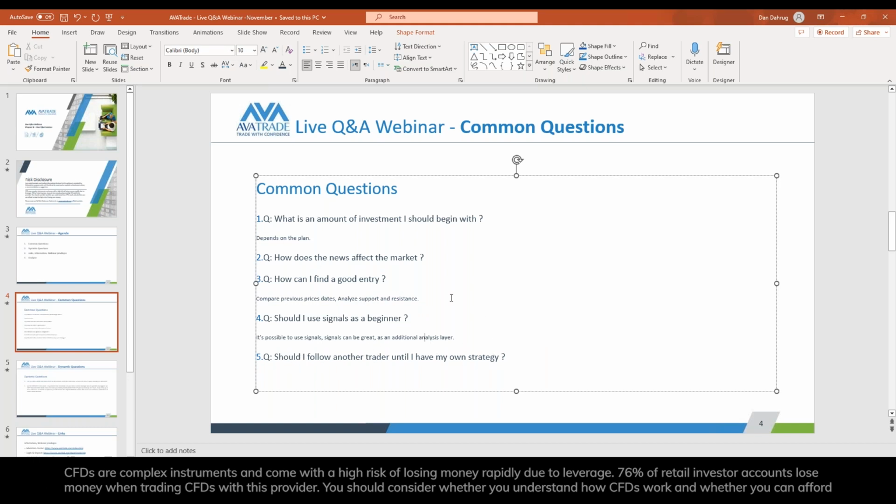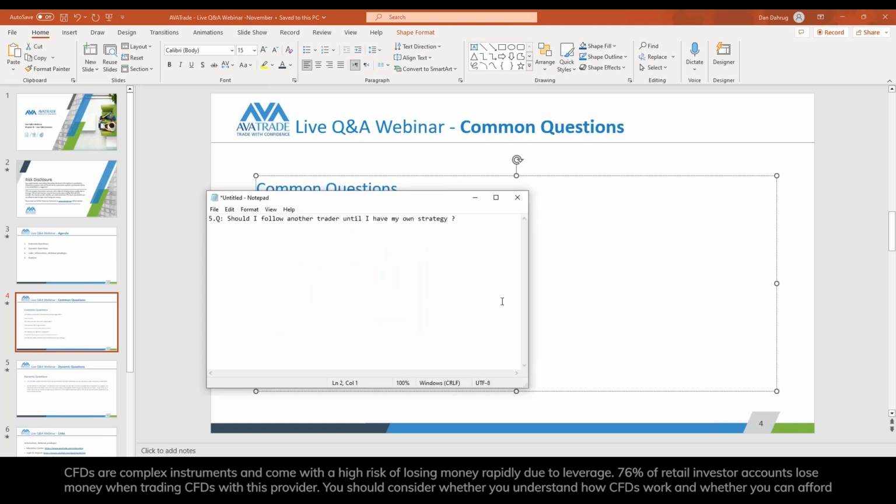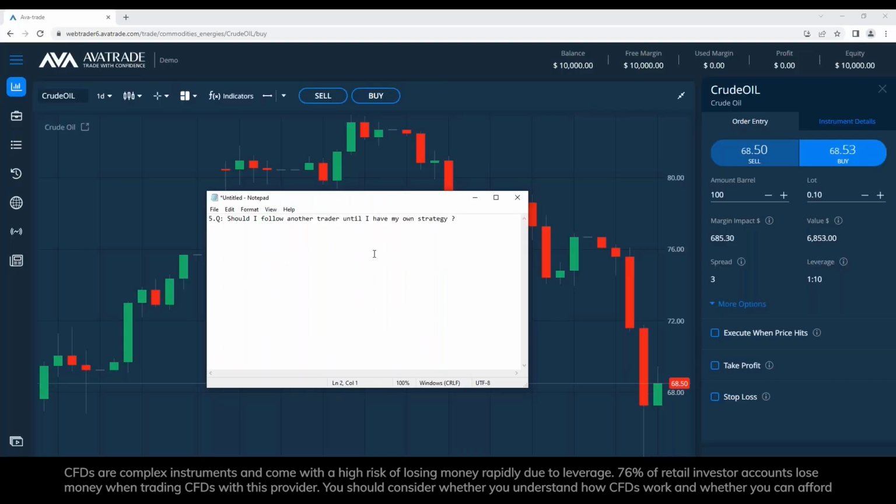Should I follow a trader? Okay. What do you guys think? This is very similar to signals, okay? Let's suppose that I am a beginner right now. I have absolutely no idea what's happening here. What is crude oil? Where is it? What it does? Okay, I want to follow somebody who is succeeding now.